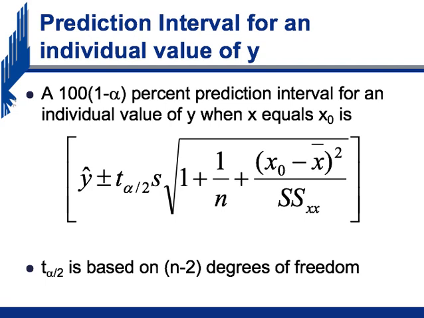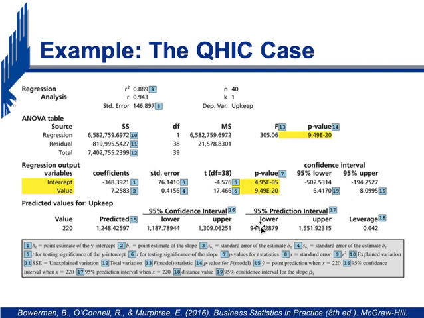Now, it's very similar to the formula for the confidence interval for the mean value of y. It's just that this one adds plus 1 inside the square root. So the t-score is also based on n minus 2 degrees of freedom. So plugging in those values to this new formula will give us this prediction interval with the lower limit of 944.92879 and an upper limit of 1551.92315. So again, how do we interpret these intervals?